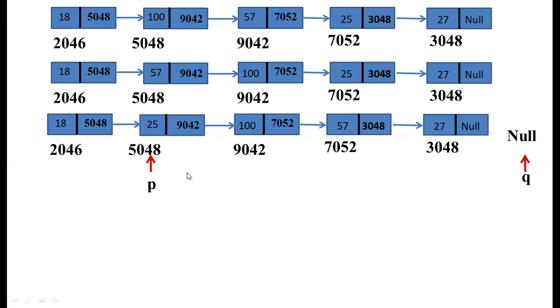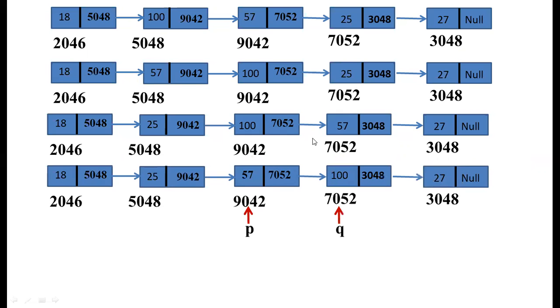We need to move the cursor Q pointer to P pointer to this location. So P will be pointing to this location. So when we come to the second iteration, immediately the Q need to point to this location. Now 100 is compared with 57, 100 is greater than 57. So swapping need to happen.